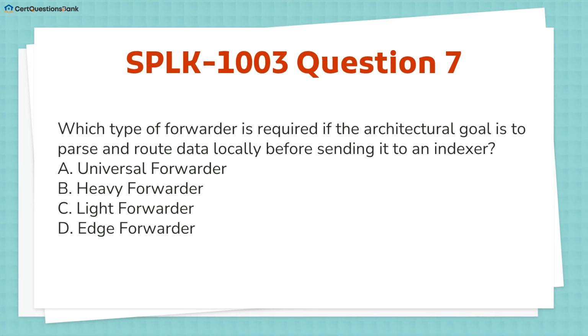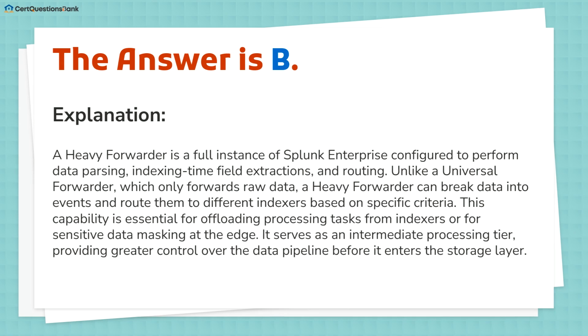Which type of forwarder is required if the architectural goal is to parse and route data locally before sending it to an indexer? A. Universal forwarder. B. Heavy forwarder. C. Light forwarder. D. Edge forwarder. The answer is B.